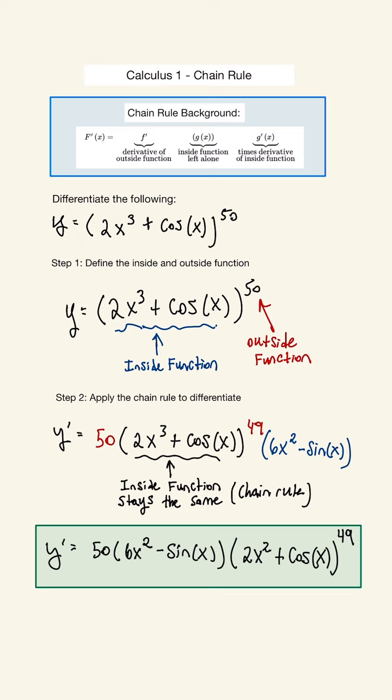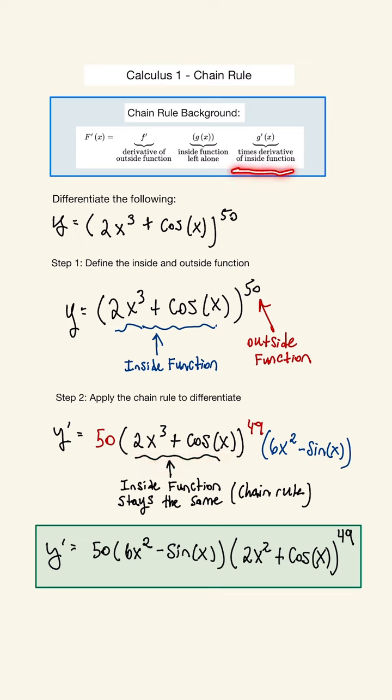So after we've decided what our inside function is and our outside function, the next step will be to actually apply the chain rule to differentiate. So here we have the power will get brought to the front and we'll subtract by 1 for our outside function. So this is the first step in the chain rule, taking the derivative of the outside function. The second step is we're going to leave this inside function alone. So you can see that we've left this inside function alone.